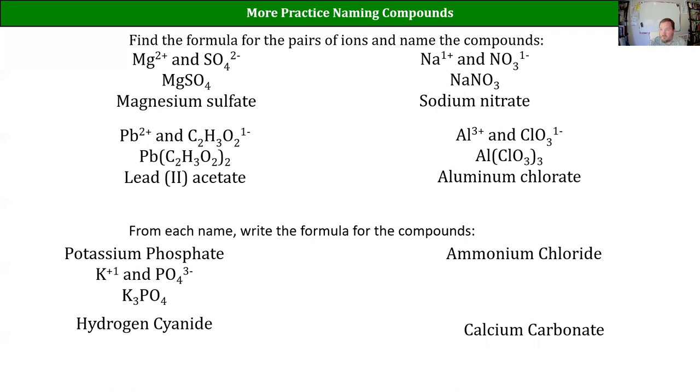Ammonium chloride is one of those exceptions. Ammonium is our only common positively charged polyatomic. So it's still an ionic compound, but it's not going to have a metal in it. So for our formula, chloride is negative one, and ammonium is NH4 plus one. But we only need one of each. So the formula for ammonium chloride is just going to be NH4Cl.